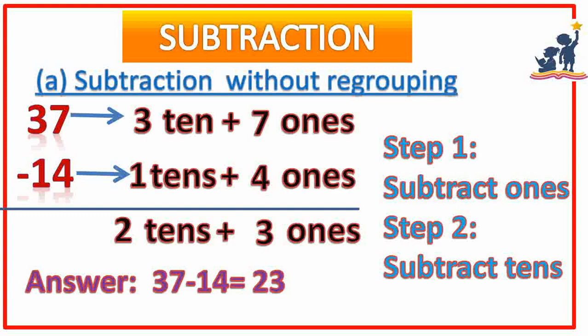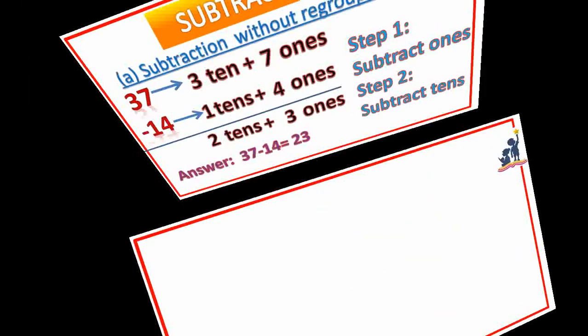And here 3 minus 1 is equal to 2 tens. So in this first step, subtract ones. And in the second step, subtract tens. So, the answer becomes 37 minus 14 is equal to 23.